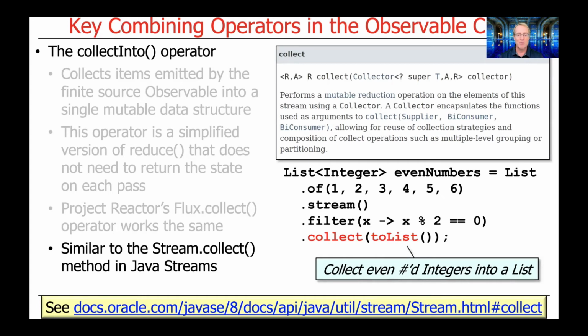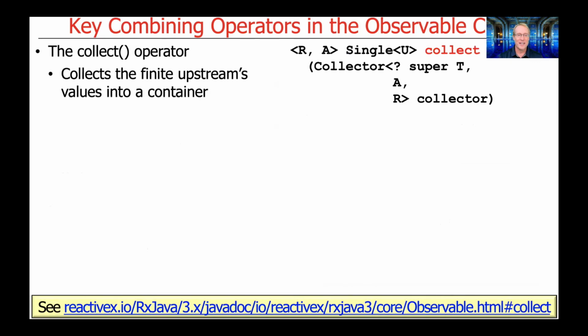All these methods are very similar to the stream collect method that's defined in Java streams. Here's a simple example where we create a list of integers from 1 through 6, and then we eliminate all the odd number values. So we only allow even numbered values to go through the filter, and then we collect the results into a list. So we have a list of even numbered integers from 1 to 6 in our final result.